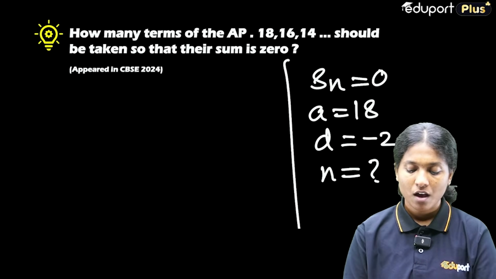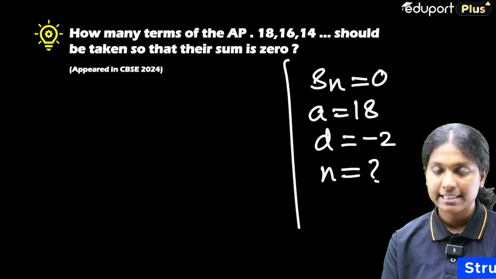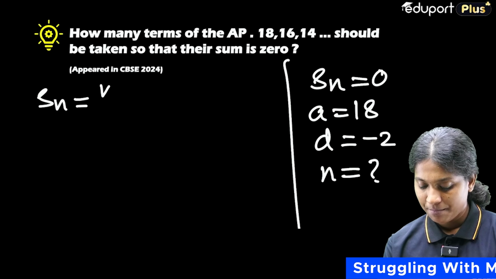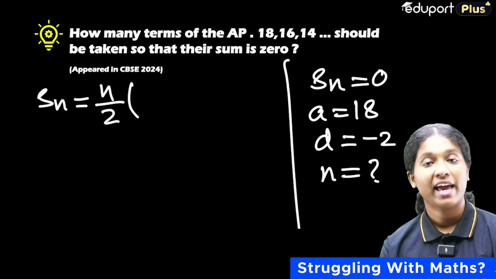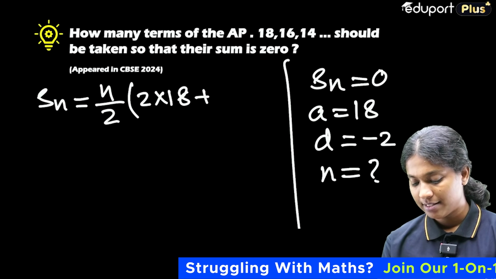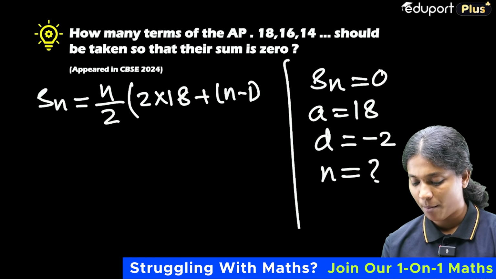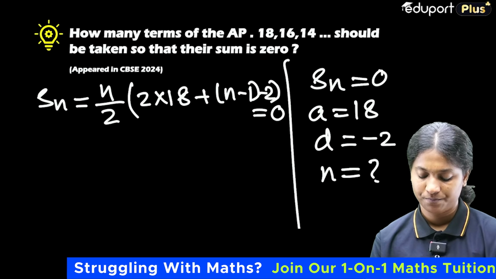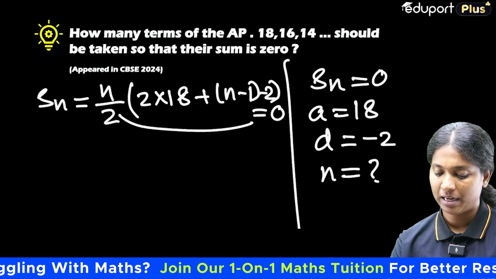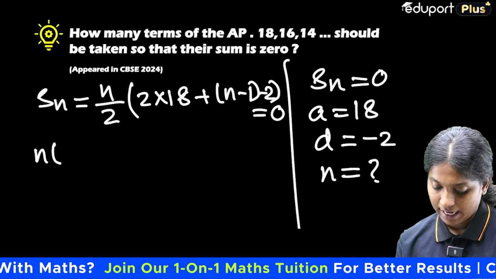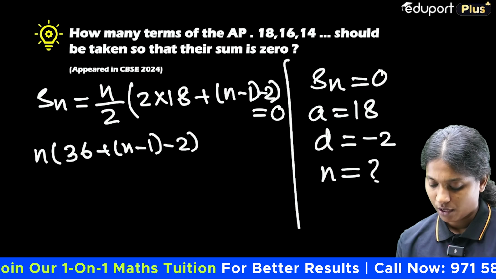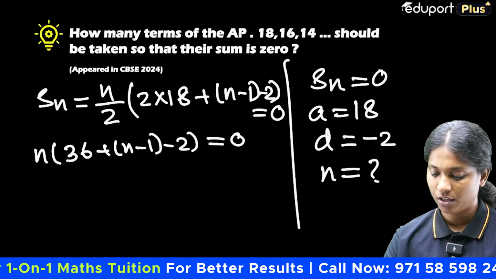Now we have to find n. The formula is Sn is equal to n by 2 into 2a plus n minus 1 into d. So Sn, n by 2, we do not know n, but we know a. So 2 into 18, plus n minus 1 into common difference minus 2, which is equal to 0. Okay. So n by 2, this 2 being transposed, will be multiplication. So we can write n into 2 into 18, that is 36, plus n minus 1 into minus 2 is equal to 0, as 2 into 0 will be 0.